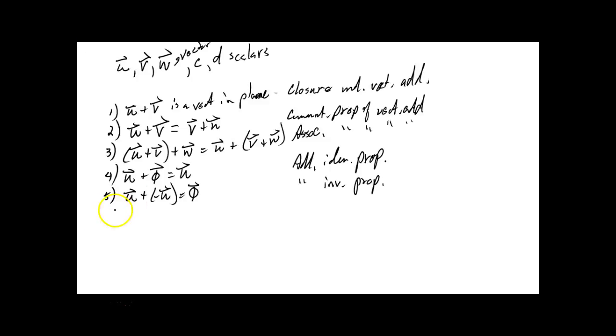The next 5, 6 through 10, are your multiplication ones, and they almost go parallel. C times U, which is scalar multiplication of a scalar number times a two-dimensional vector, okay? That is in the same plane. It is a vector. I guess I should have said is then.